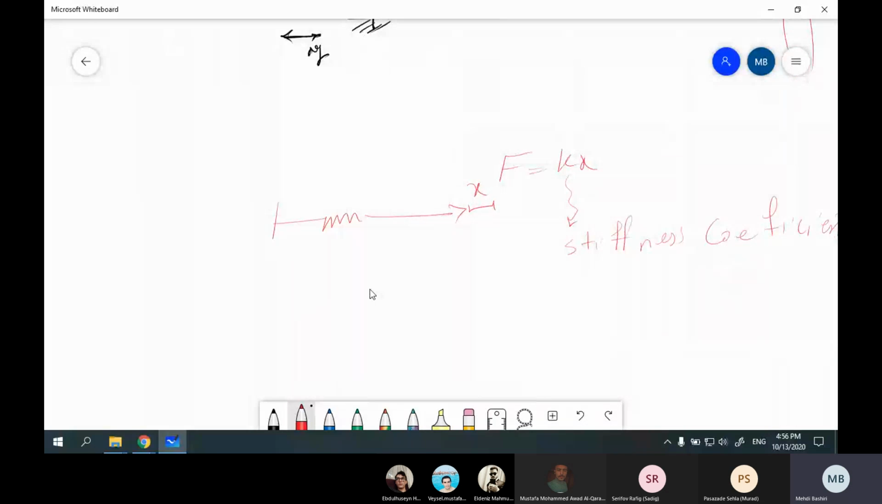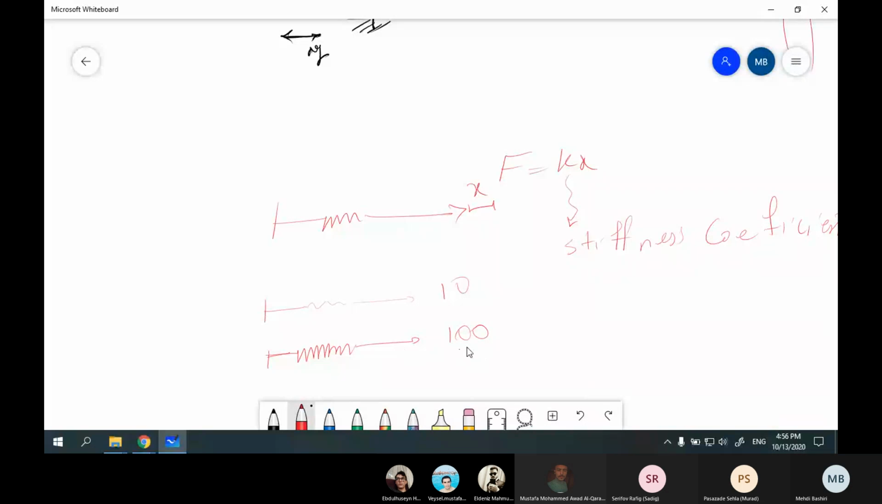For example, sometimes you have a loose spring with a coefficient of 10. In the other case, you have a very tight and strong spring with a coefficient of 100.